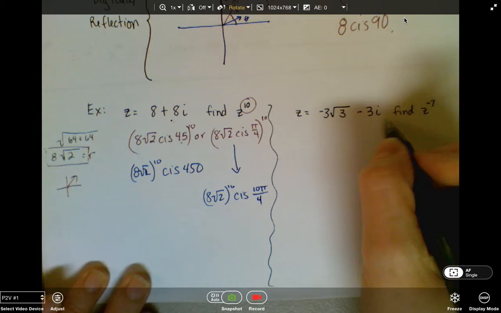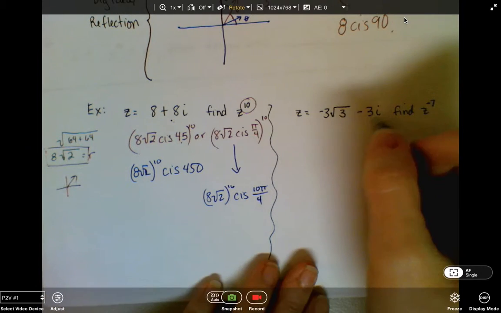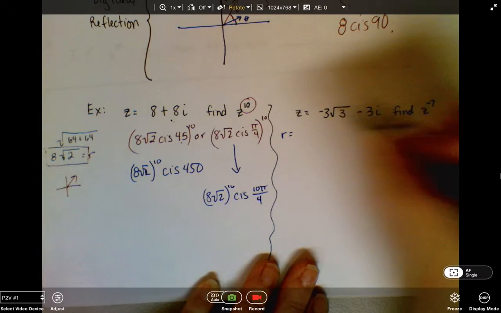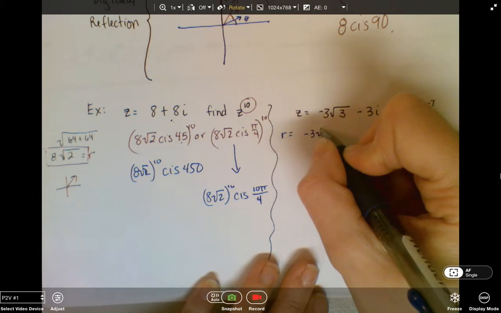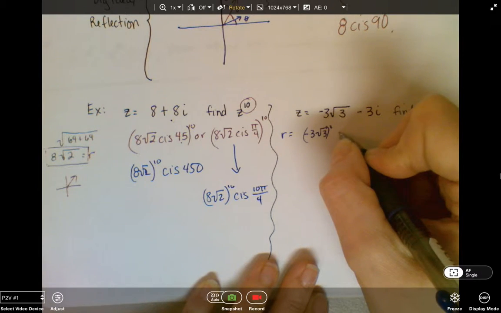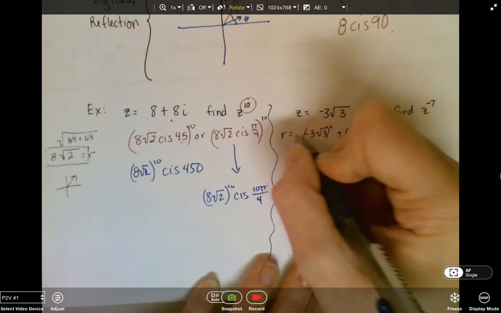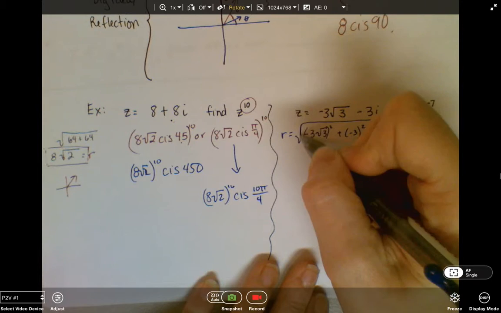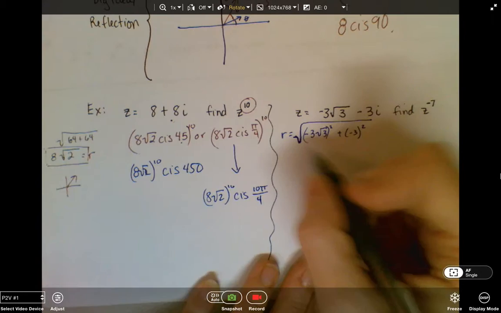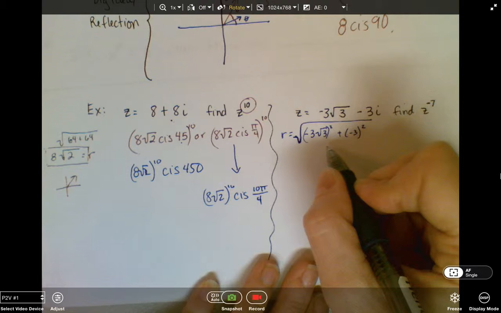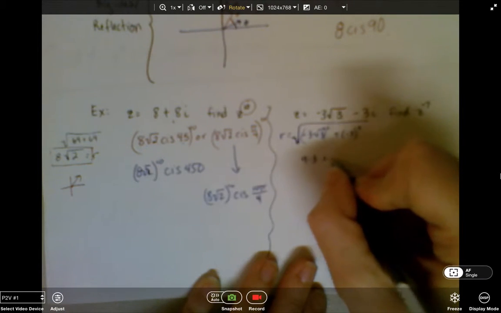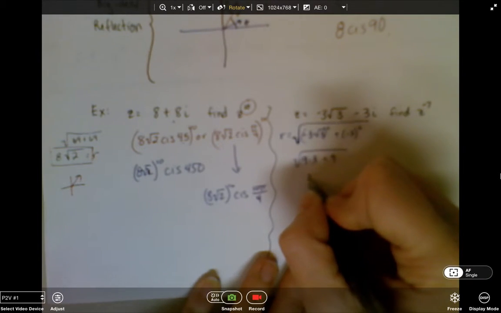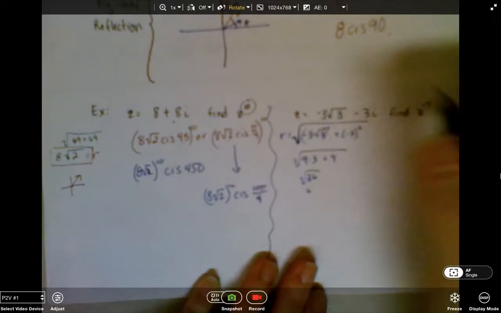So here we have another one. This is 3 root 3 and negative 3i. So the first thing we have to do is calculate what r is for us. So negative 3 root 3 squared plus negative 3 squared, summed and square rooted to give us the magnitude, just a formula for distance. So that's 9 times 3 for that component, plus 9. So 27 plus 9 is 36, which gives us 6.